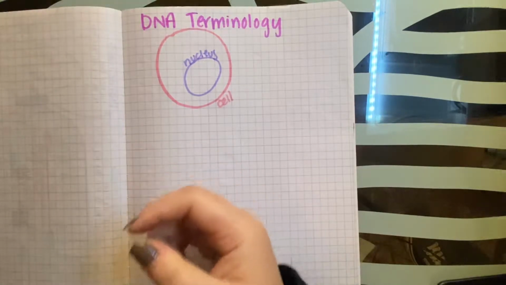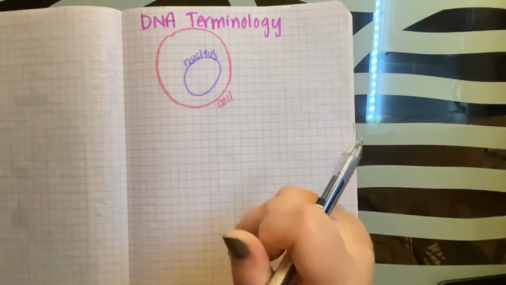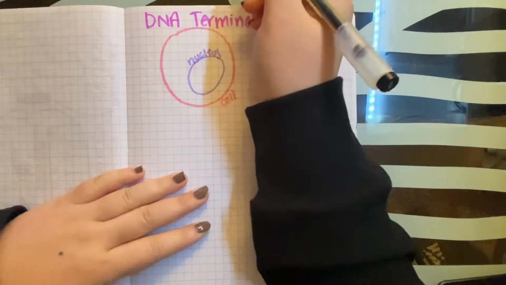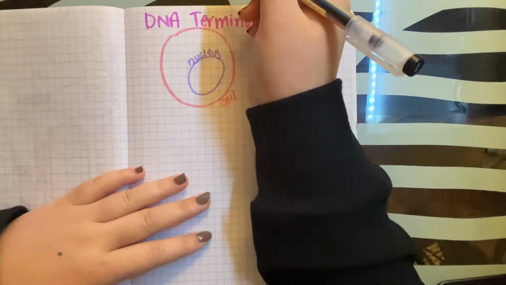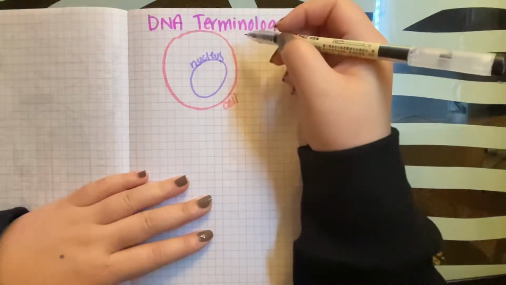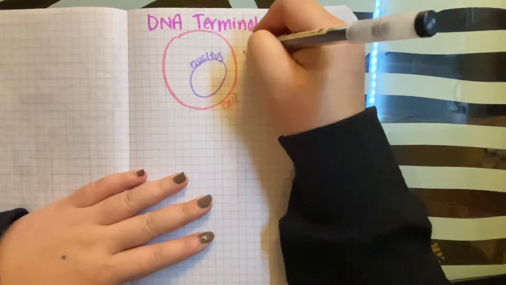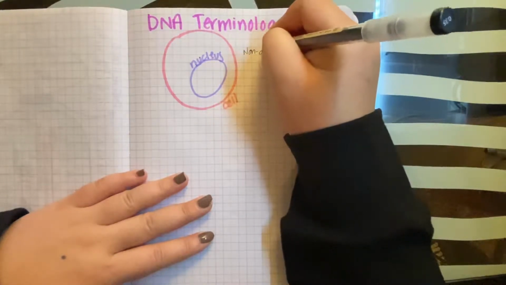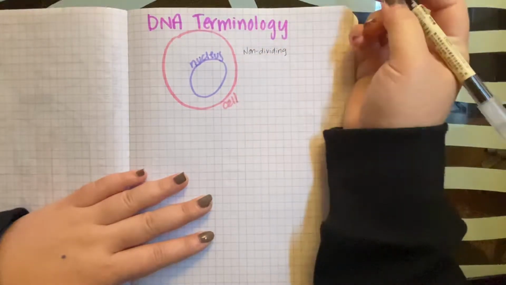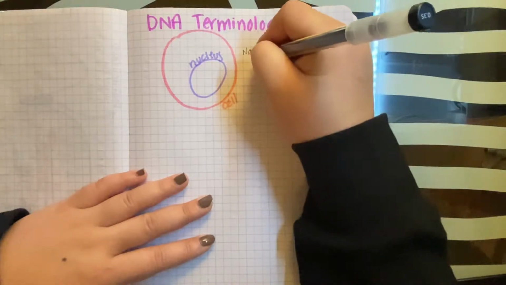So when a cell is non-dividing, so when a cell is in G0, or if it's in G1, S, or G2, so if it's in interphase, the DNA is what we call uncondensed. So let's say this is a non-dividing cell. And when we say non-dividing, all we mean is it's just not actively in the M phase.